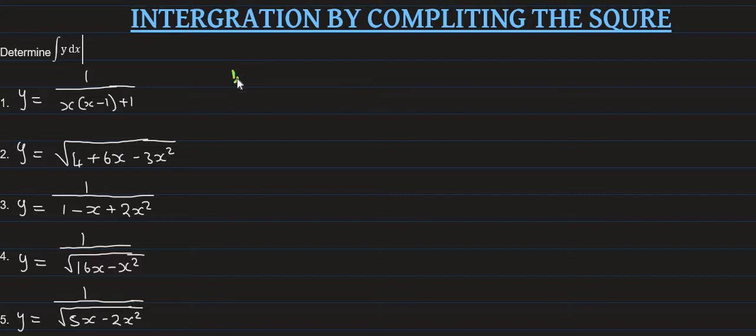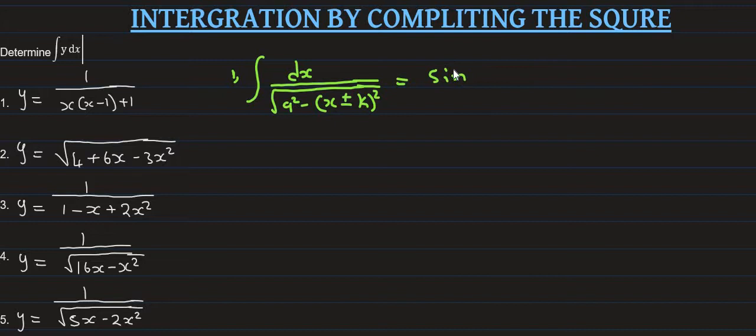If only integral of 1 dx over the square root of a squared minus (x plus or minus k) all squared, equals sine inverse of (x plus or minus k) all over a, plus C.